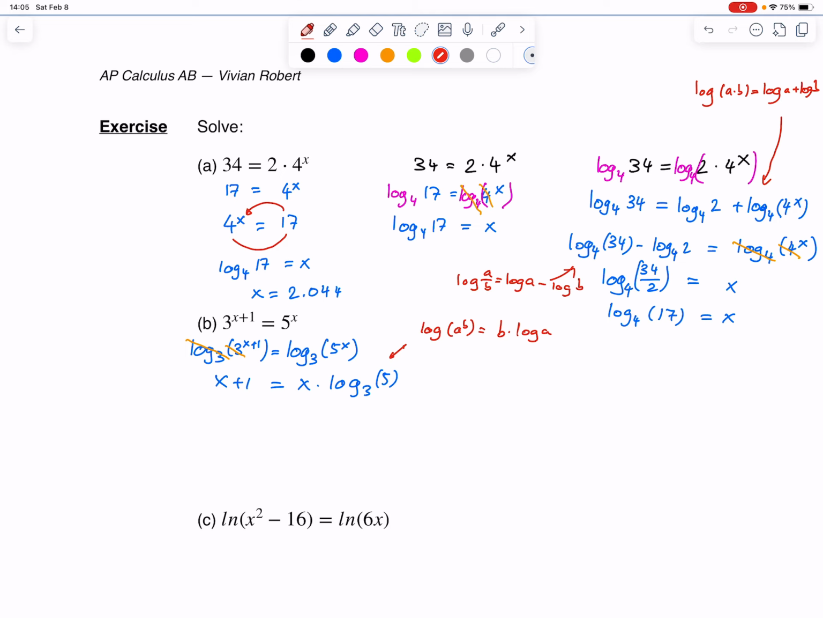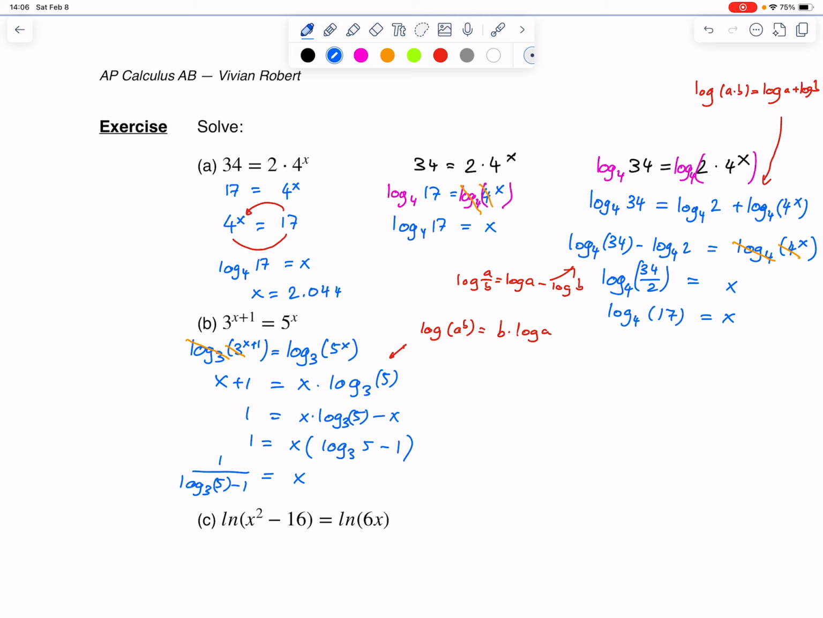Well, we have to put the x's on the same side. So let's bring the x's on the right-hand side. 1 equals x times log in base 3 of 5 minus x. And that means we can factor out x. We have x times log base 3 of 5 minus 1. And therefore, x equals 1 over log base 3 of 5 minus 1.